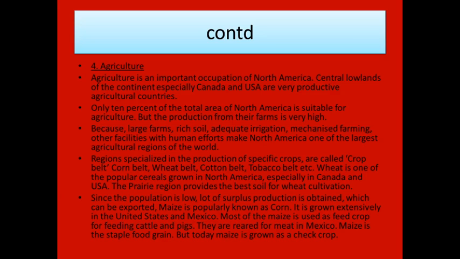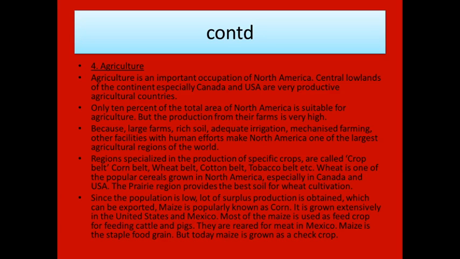Regions specialized in the production of specific crops are called crop belts. Corn belt, wheat belt, cotton belt, tobacco belt, etc. Wheat is one of the popular cereals grown in North America, especially in Canada and USA.